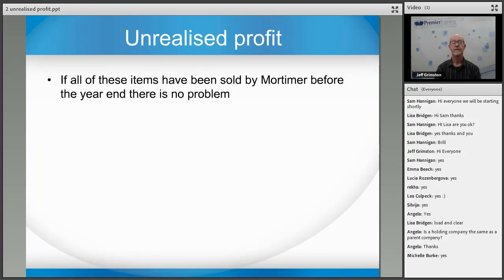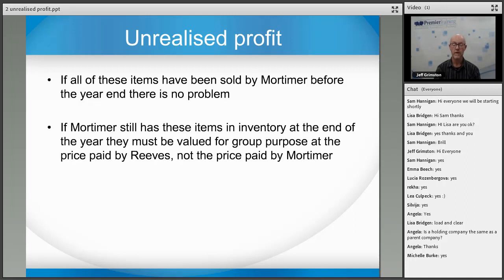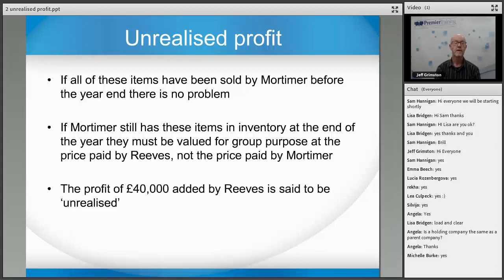As we've said, if they sell them before the year end, it doesn't matter because the profit now has been realised. If they're still there at the end of the year, we have to value them at the price at which they crossed the line when they came into the group, not the price that they changed hands at within the group. The profit of £40,000 that Reeves has added is at this stage unrealised. It's only going to be a real profit when the goods are sold on to proper customers outside the group.